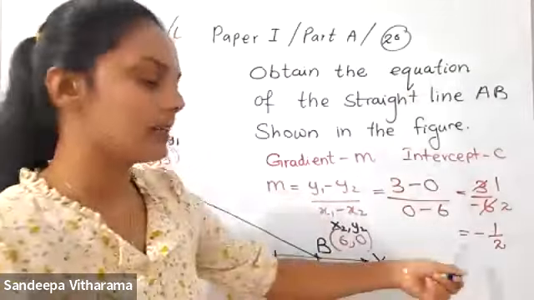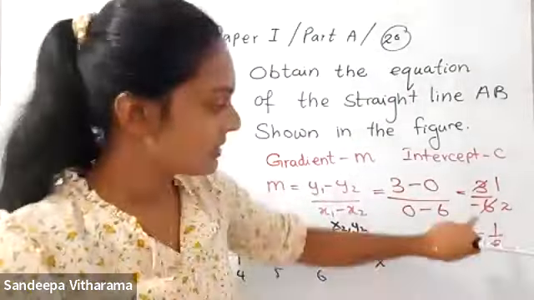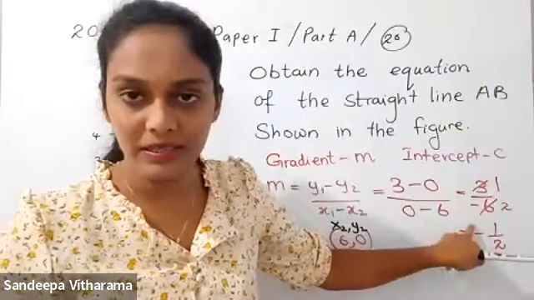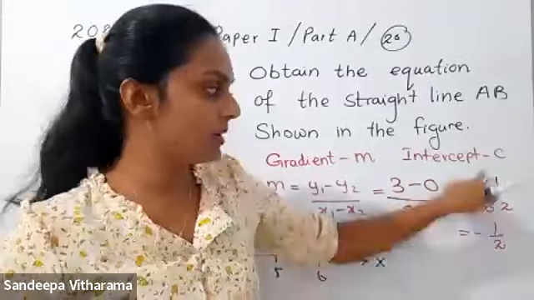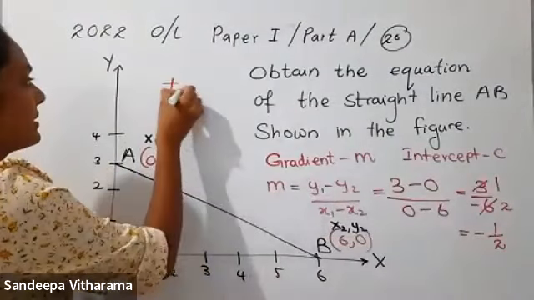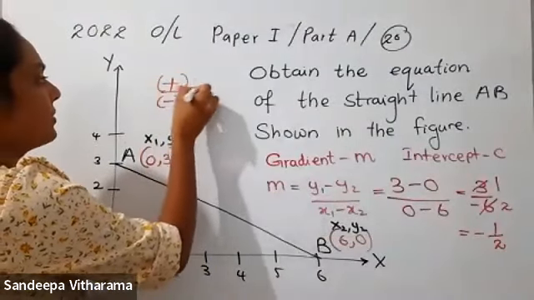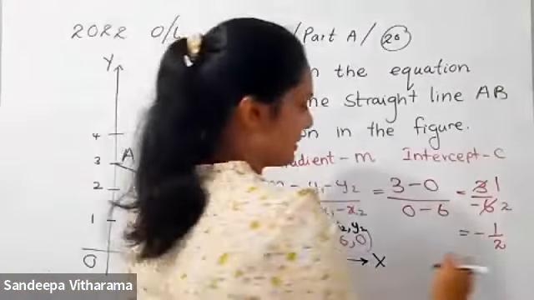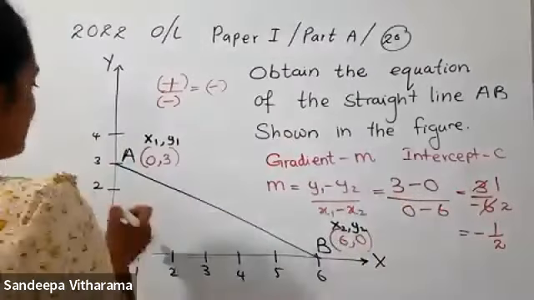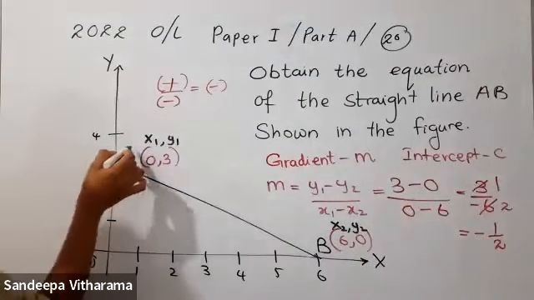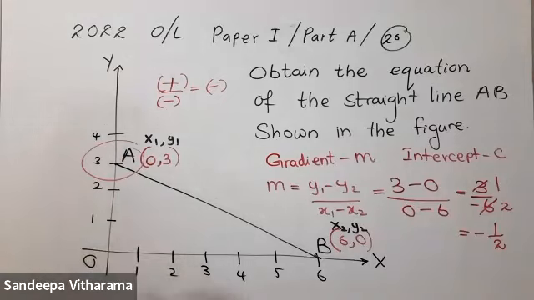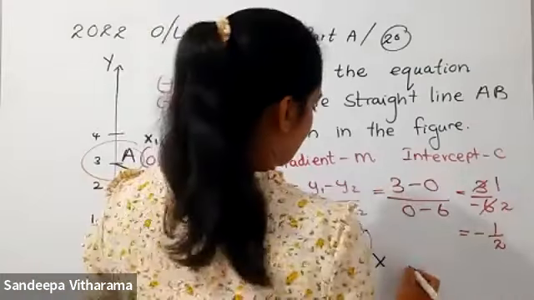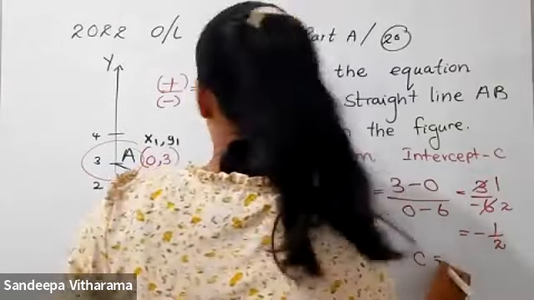Here it is a negative value. It is because the numerator is a positive value and the denominator is a negative value. Therefore, when you divide a positive value by a negative value, you obtain a negative value. Therefore, this answer is negative. This is the end. Then see, c can be easily identified. It is the y coordinate of the place where the straight line touches the y axis. c is equal to 3.